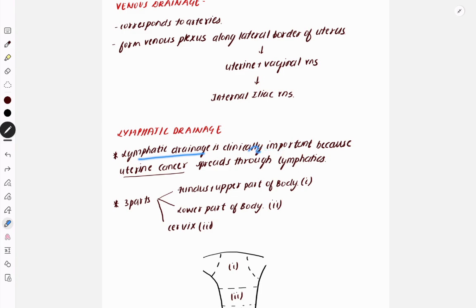Lymphatic drainage of the uterus is clinically very important because uterine cancer mainly spreads through the lymphatics. Understanding the lymphatic drainage is very important because of metastasis, which is the spread of cancer from one organ to a distant organ. The organ where the cancer originated, from where it spreads to other organs, that is called metastasis. For metastasis of uterine cancer, the lymphatics are the main source. These lymphatics take the cancer from the uterus to the other organs.